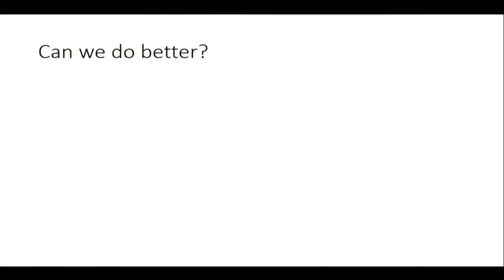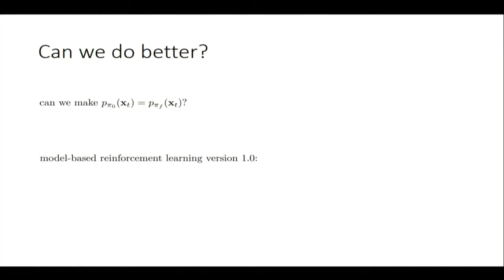All right, so can we do better? There was an earlier comment about the connection to Dagger. In fact, it's pretty much exactly what we're going to do. Just like with Dagger, we had this question: can we make two state distributions be equal? So that's going to lead us to model-based reinforcement learning version 1.0, where we're going to run the base policy to collect our initial data set.